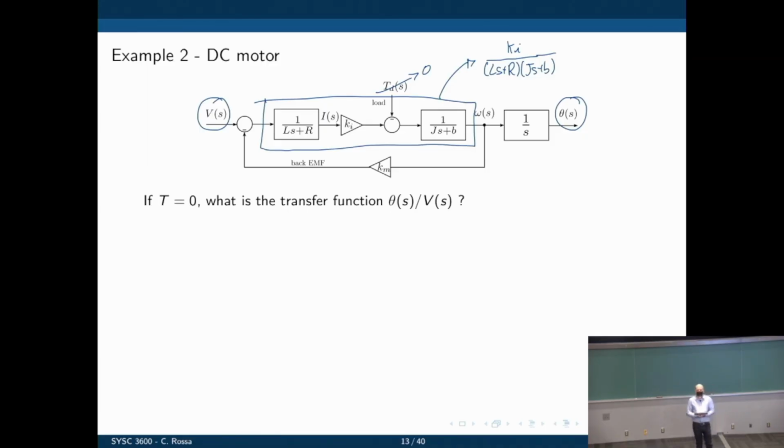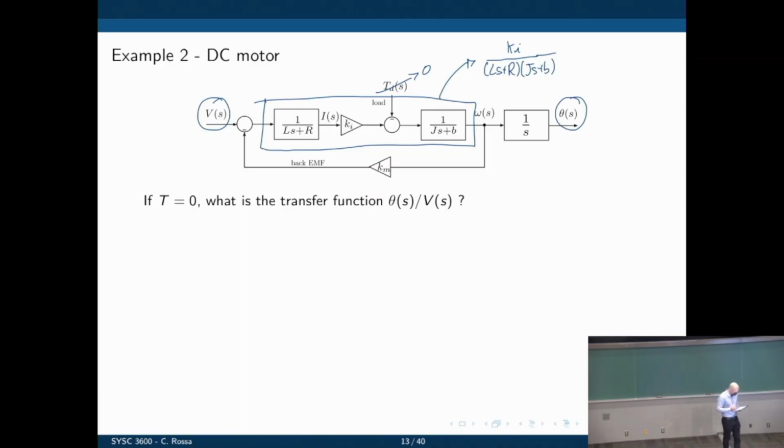What would be the second step? Right, so now we can get rid of the feedback loop, very good. And once you get rid of the feedback loop, what do we do? Multiply that by the next cascade function, which is 1 over s. Et voila, we have our transfer function.